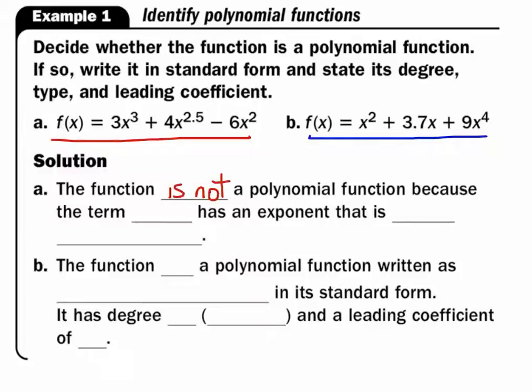a polynomial function because the term, here we're looking at 4x to the 2.5 has an exponent that is not an integer. Polynomial functions have to have all their variable exponents be integers.